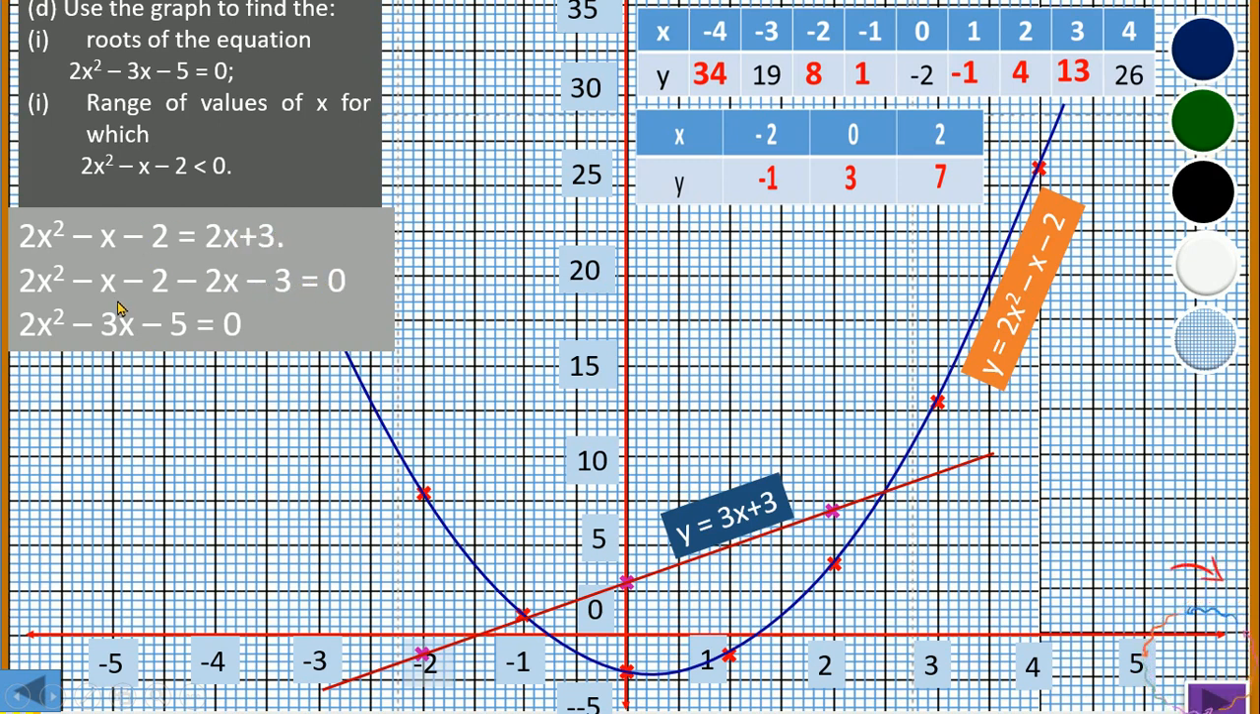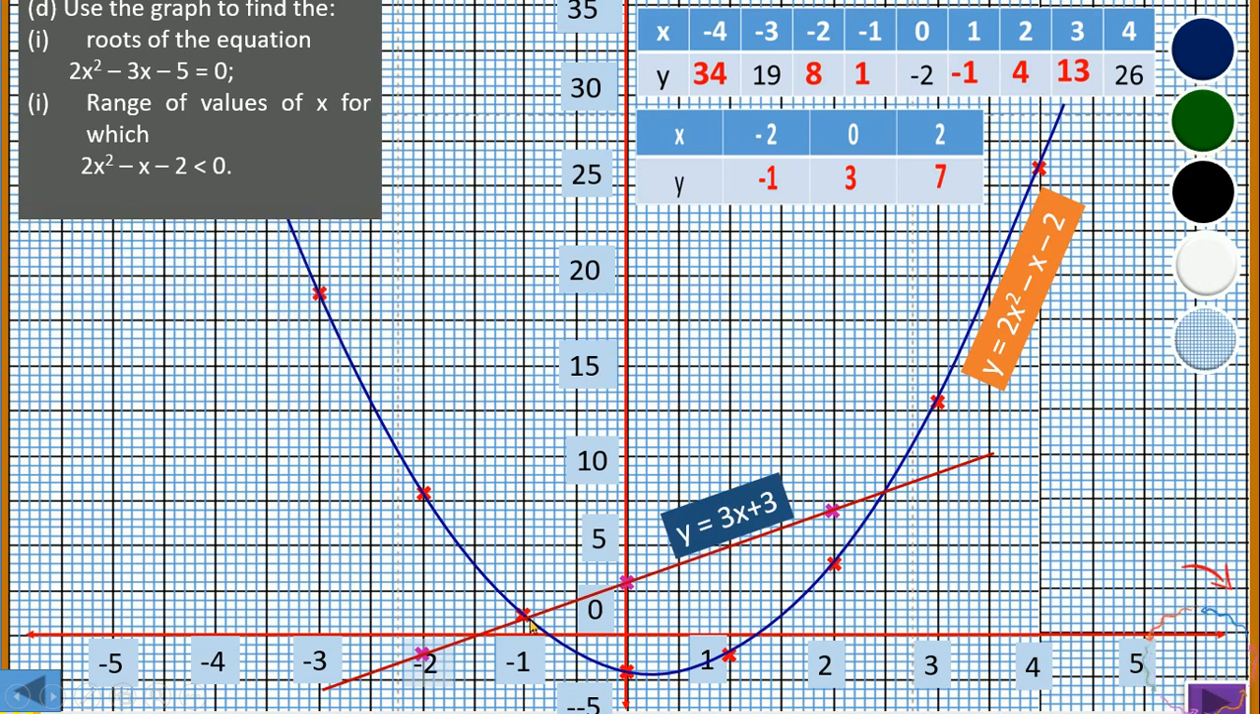On simplification, we have that 2x squared minus x minus 3x minus 2 minus 3 is minus 5, which is the equation we're asked to solve. So therefore, the solution of this equation is the point of intersection of the curve and the straight line. 1 is at this point. So we're going to find the value of x at this point. We drop a vertical line to the x-axis. That gives us x is equal to minus 1. The same thing at this end also. We drop a vertical line from here. X is equal to 2.5.